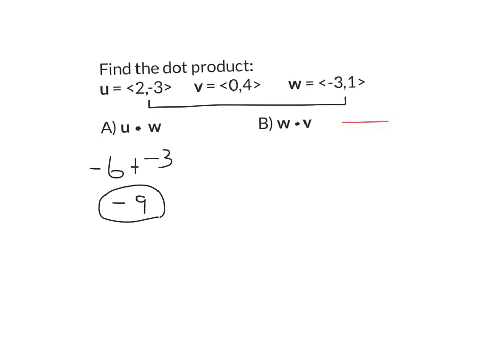Let's try one more. Dot product of w and v. That's those 2. So all I'm going to do is multiply the x's, which is 0, multiply your y's, which is 4, add them together always, and you get 4. That's all you do for dot product. Multiply the x's, multiply the y's, add them together.